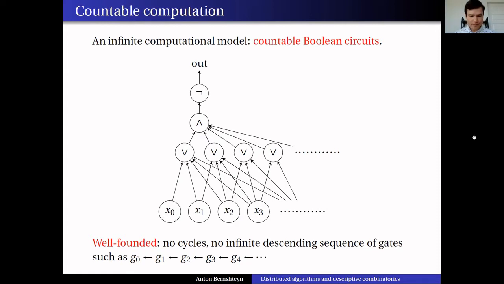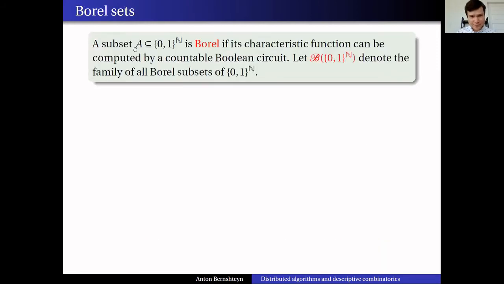And what we want to understand is what can be computed in this model. You can think of these circuits as providing an explicit model for what it means to compute something having countable computational resources. So that's what we want to understand. What can be computed if we have countable computational resources? So formally, we'll look at the set of all, this is 0, 1 to the n.